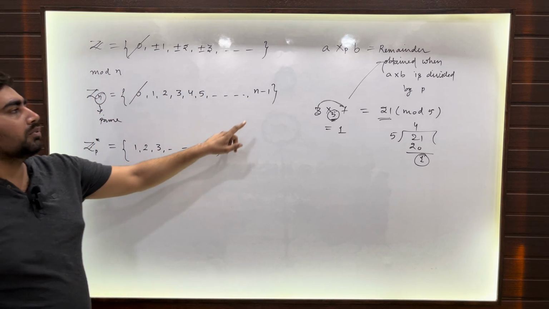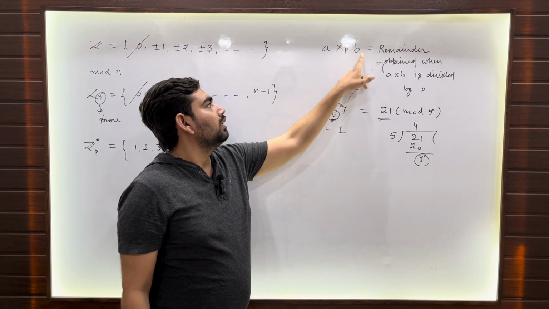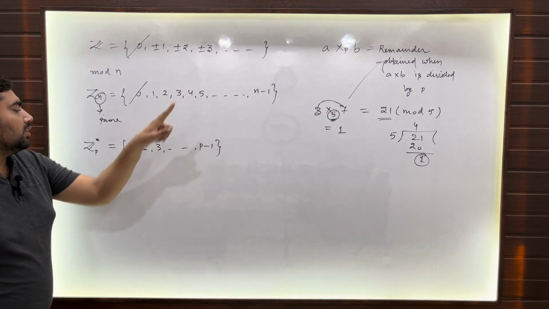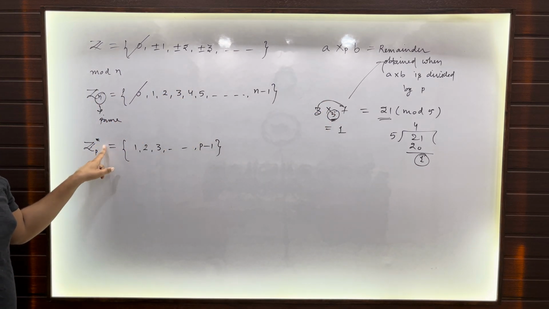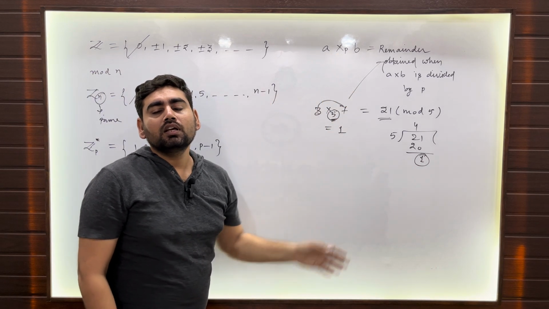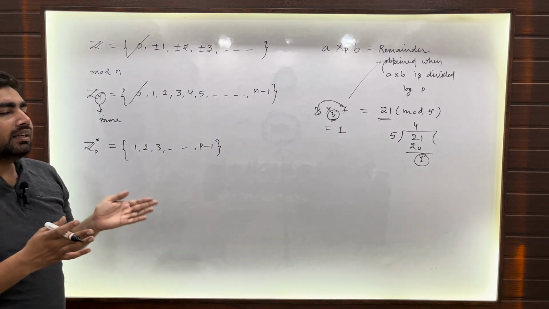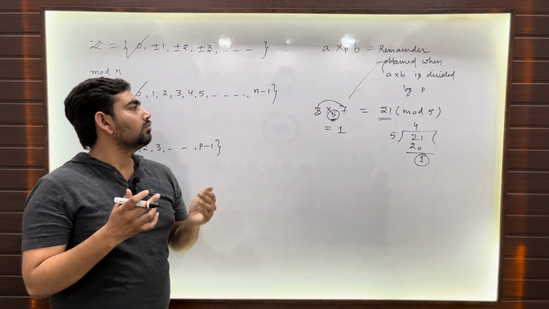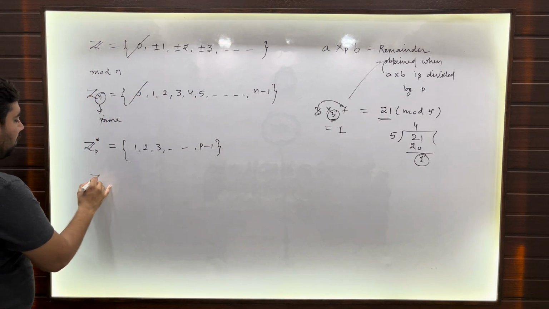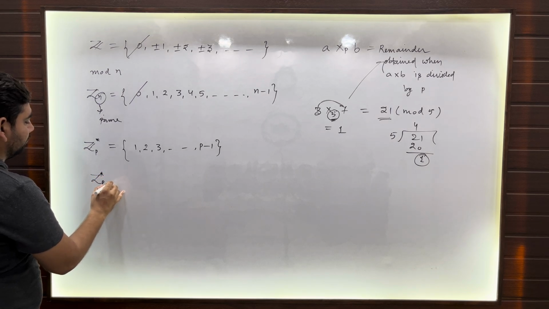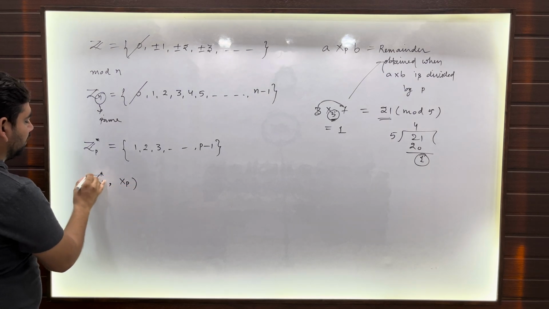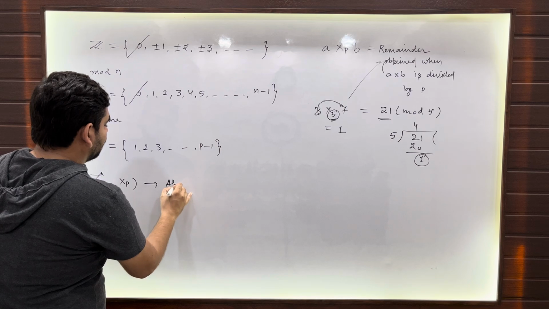So we have defined an operation of multiplication modulo p, and under this operation, this set Zp asterisk forms a group. Basically it forms an abelian group, and we denote it as Zp asterisk under multiplication modulo p, and it is an abelian group.